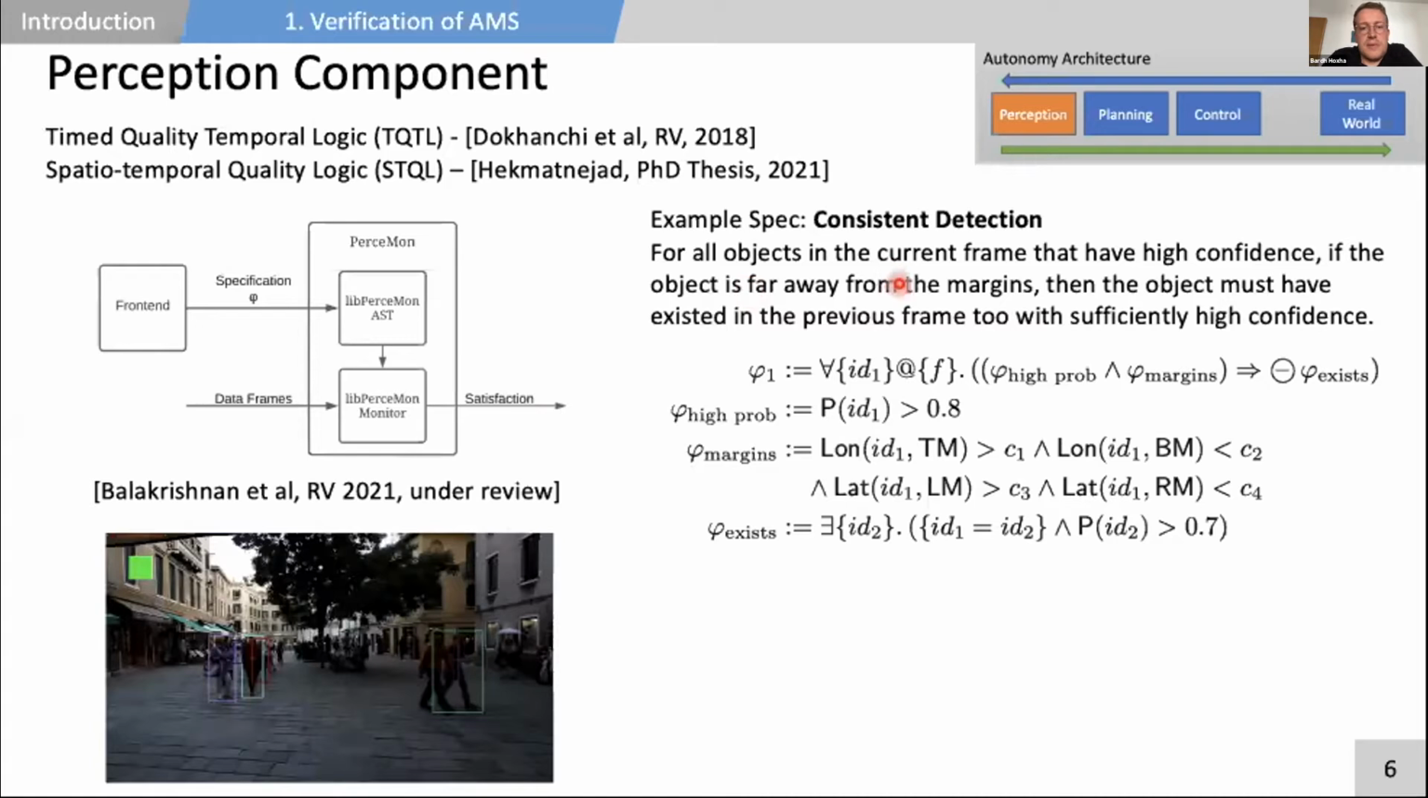And one such example is consistent detection. So for all objects in the current frame that have high confidence, this is an example specification: if the object is far away from the margins, then the object must have existed in the previous frame too with sufficiently high confidence.